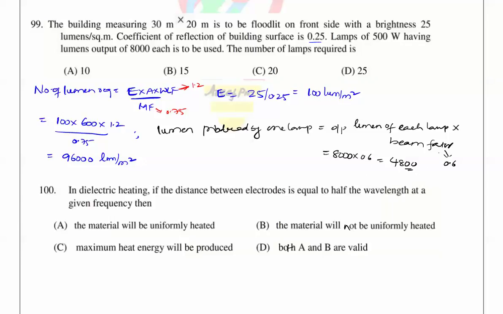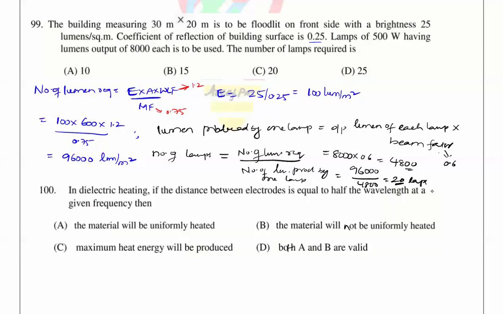Okay, so now the number of lamps required is equal to number of lumens required divided by number of lumens produced by one lamp. This is nothing but 96,000 divided by 4800, which is nothing but 20 lamps. So 20 lamps are required.